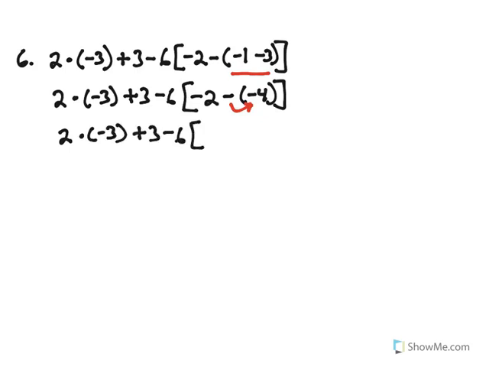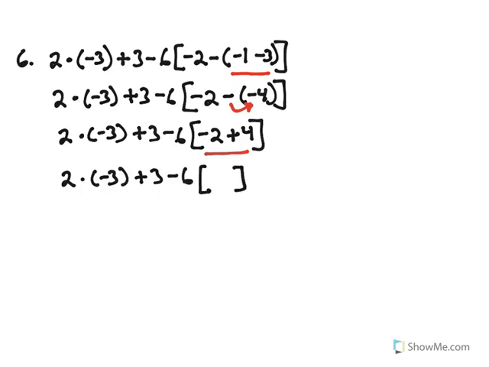Minus 6, minus 2. A negative and a negative is a positive 4. So watch the sign change. That's very important. Okay? That's very important. All right. And then we're going to continue. Simplify everything in those brackets. Okay? Notice I'm not doing anything else. I'm just fixated on those brackets, getting everything simplified. Negative 2 plus 4 is positive 2.